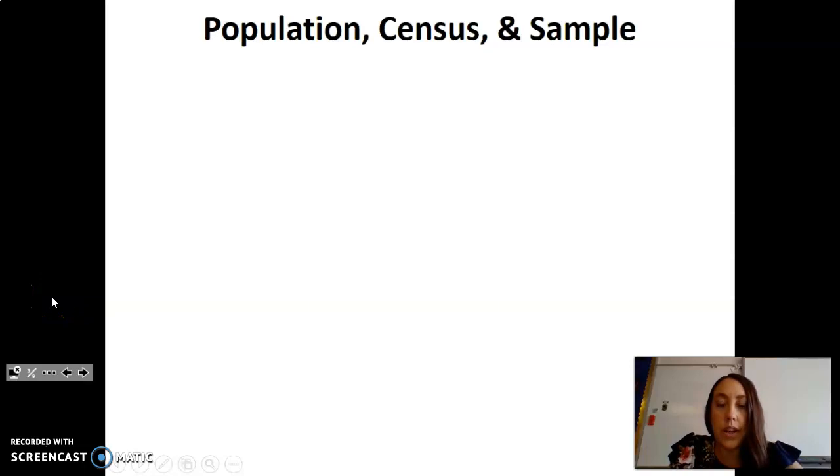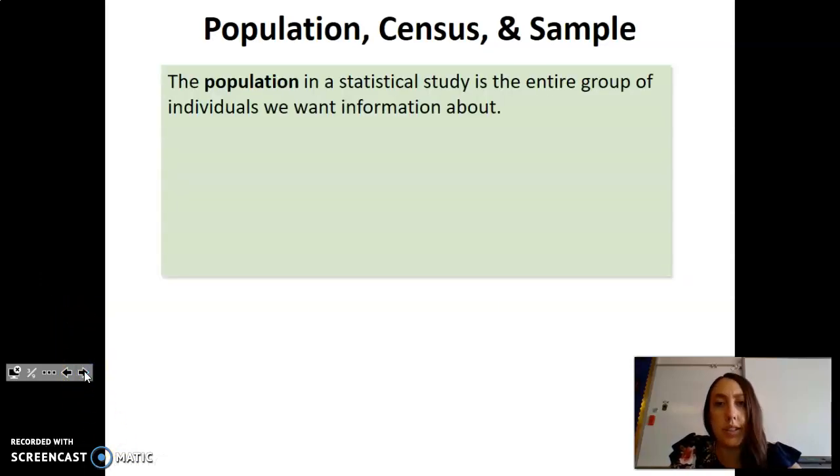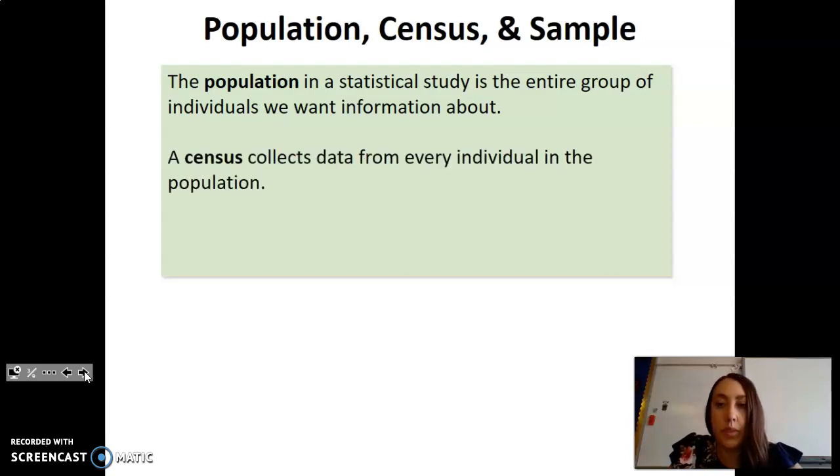So first, let's just define some terms. The population in a statistical study is the entire group of individuals we want information about. So the population can change depending on the situation. If you were to conduct a census, you would be collecting data from every single individual in the population. And you guys know they do the census in the US every 10 years, right? They try to gather data from every single person in the United States.